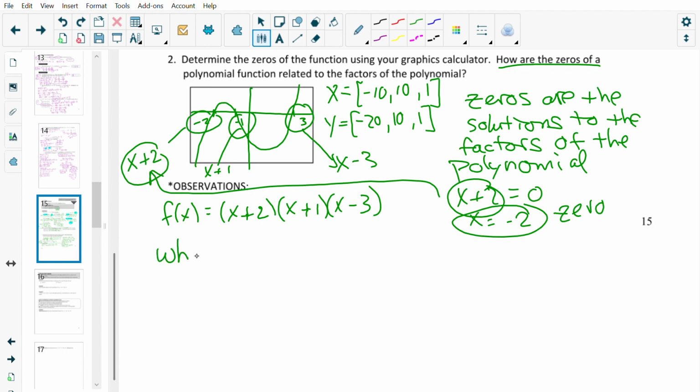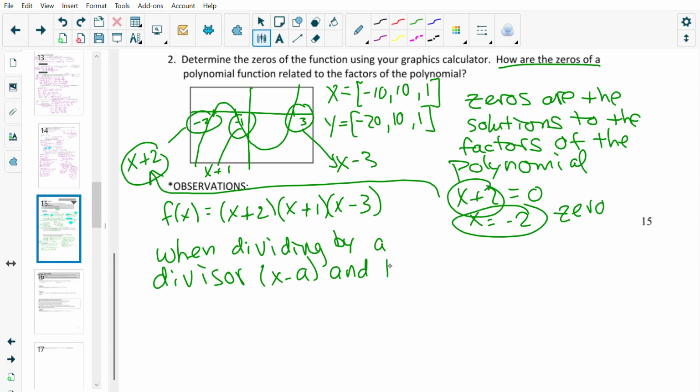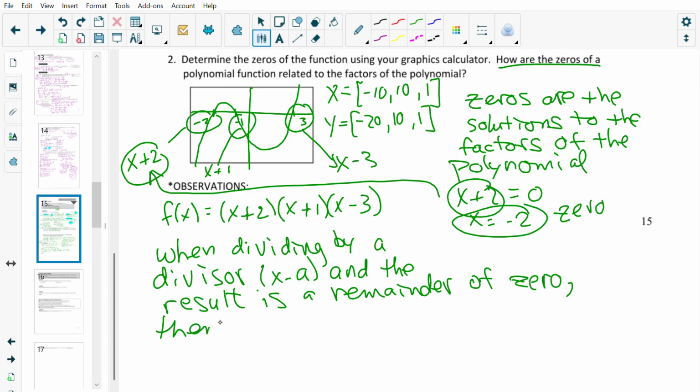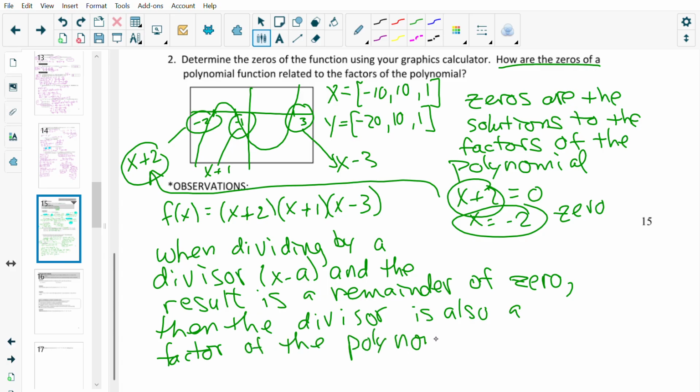Let's make a general statement here. When dividing by a divisor in the form x minus a, and the result is a remainder of 0, then the divisor is also a factor of the polynomial, which the polynomial is also called the dividend.